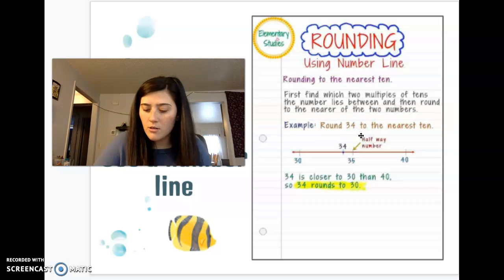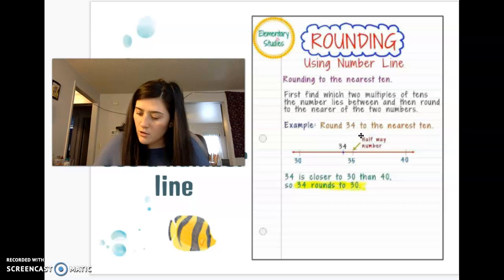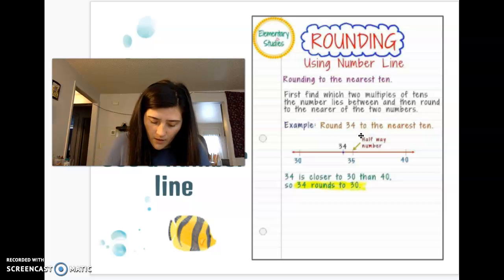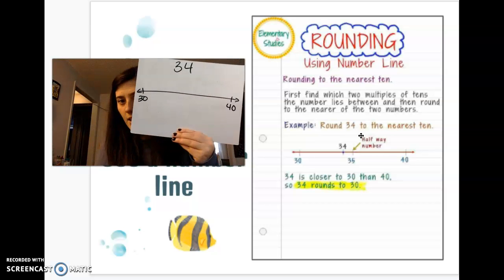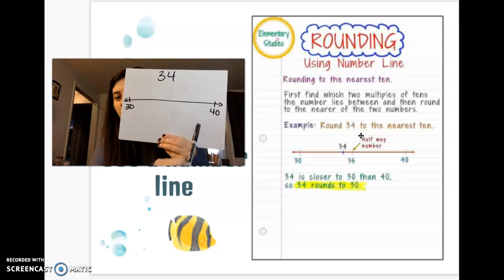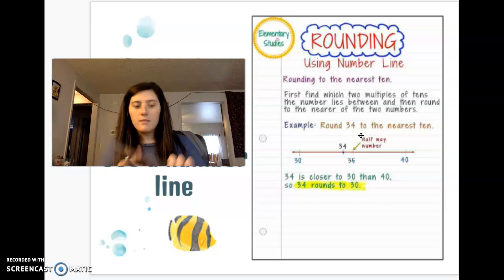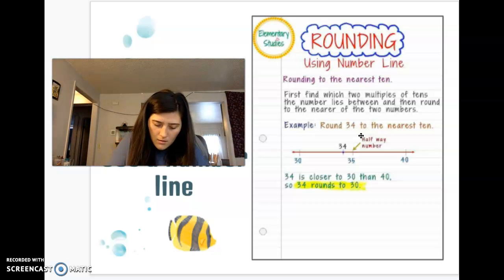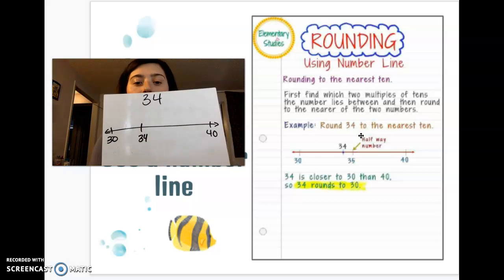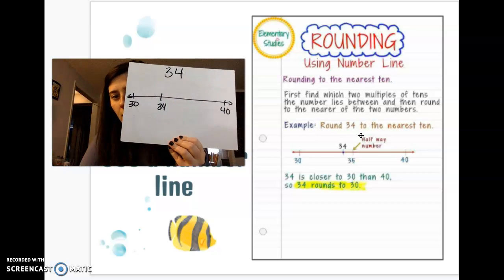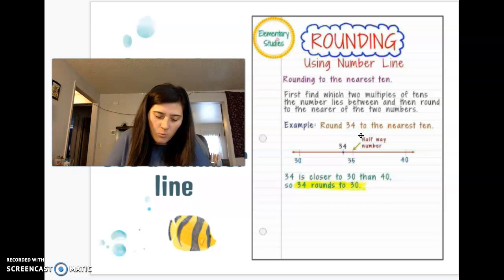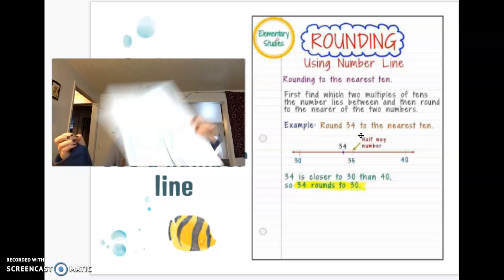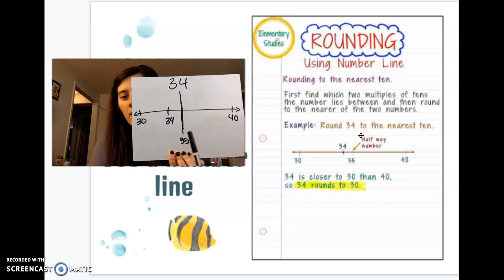So I'm going to show it real fast. So I'm going to draw my number line. It goes to 40, and 30 is my lowest. So this is what it looks like, my number line. So I know 34 is going to be between 40 and 30. So I know 34 is not going to be right in the middle because it's not 35. So 35 is the halfway point. So there's 35, the halfway point.